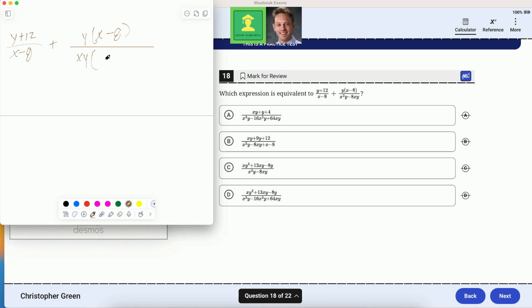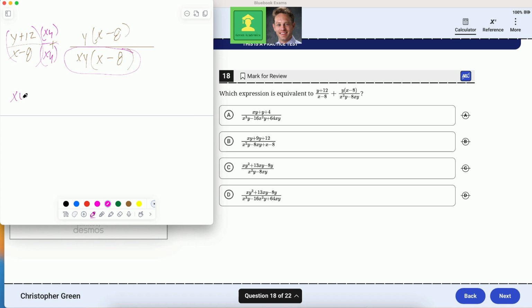And then this becomes x minus 8. Of course, okay. Then to be able to add these, you technically have to have a common denominator, which is itself this denominator. And you get the left-hand fraction to be that by multiplying its numerator and denominator both by xy. Now I'm going to jump to doing the actual distribution.